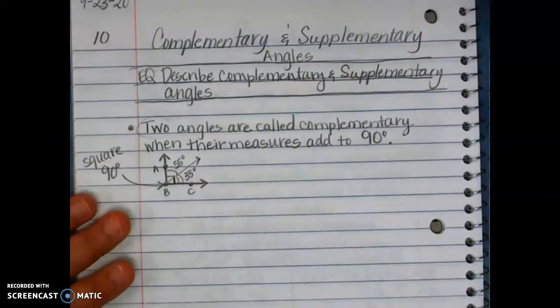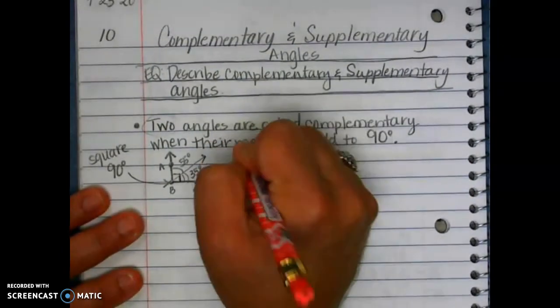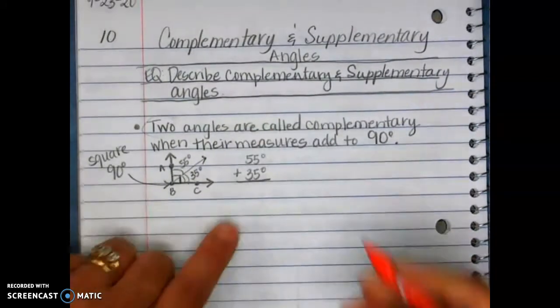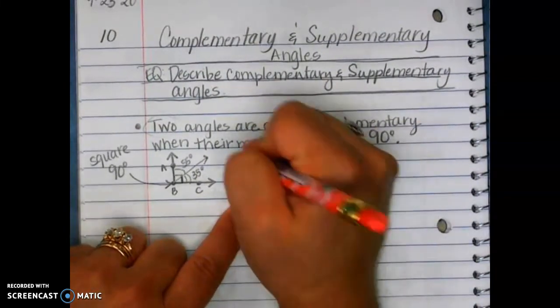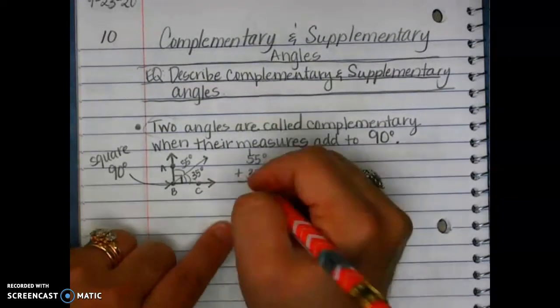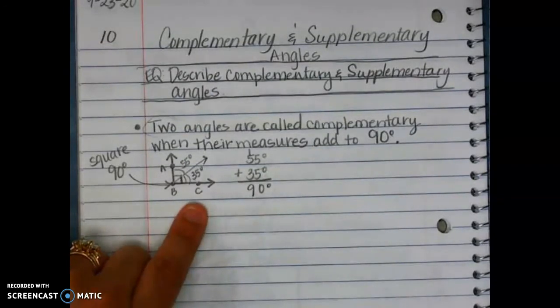Okay, and to see if they're complementary, all we do is take the two angle measurements and add them together. Okay, so 5 plus 5 is 10, carry my 1. 3 plus 5 is 8, plus 1 is 9, so 90 degrees. So yes, these two angles are complementary.